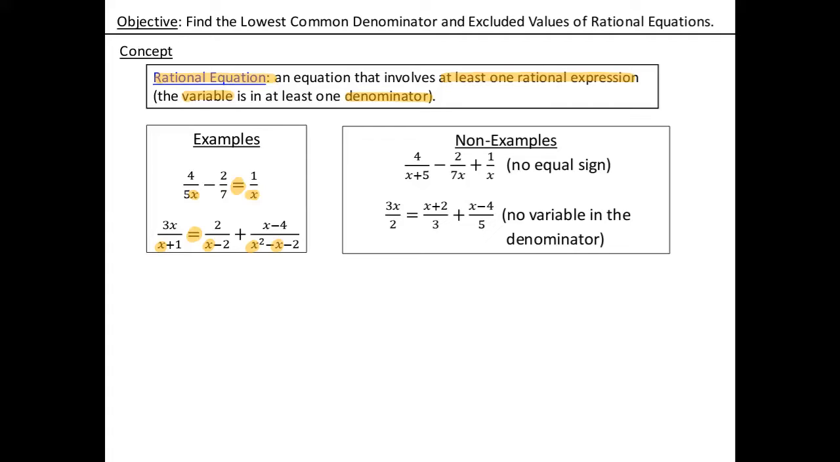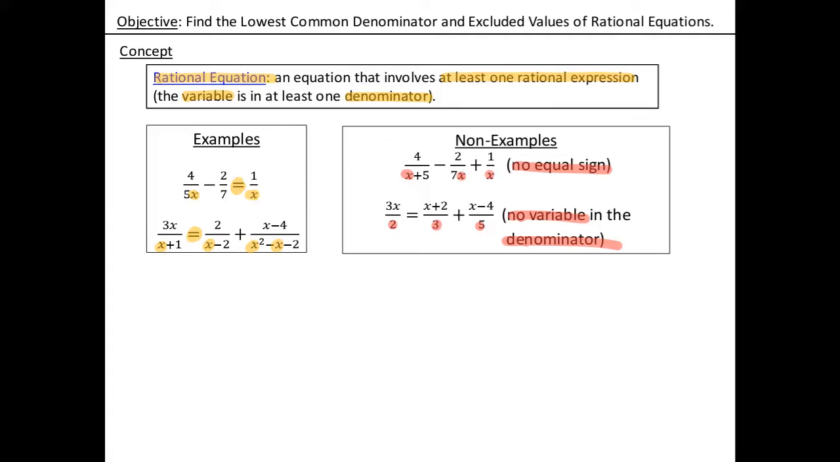The non-examples, I can see, even though I have x's in the denominator, there's no equal sign, which makes it not an equation. It's just a rational function, but not an equation. The second one, notice I have no variables in the denominator. So because I don't have variables in the denominator, it's not rational. Okay?